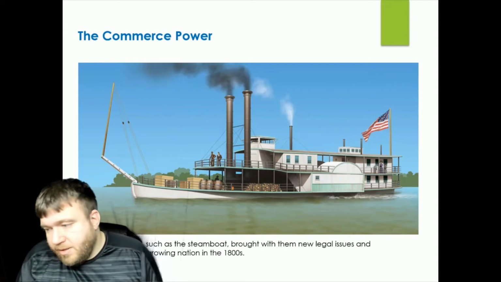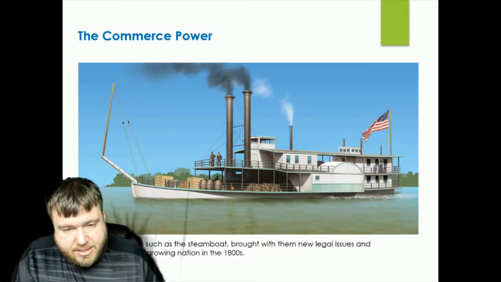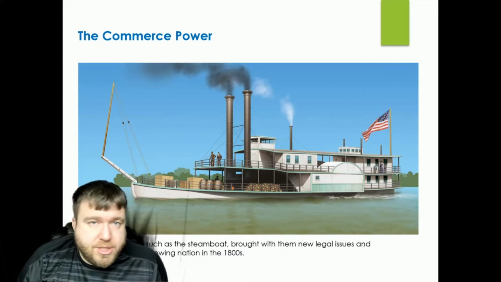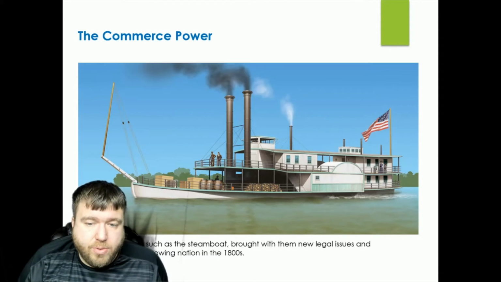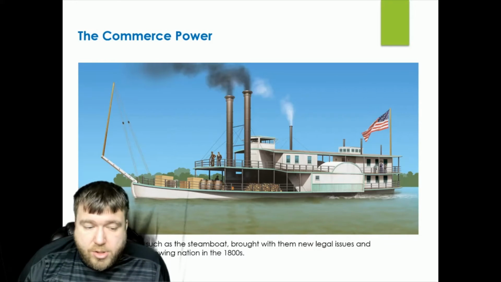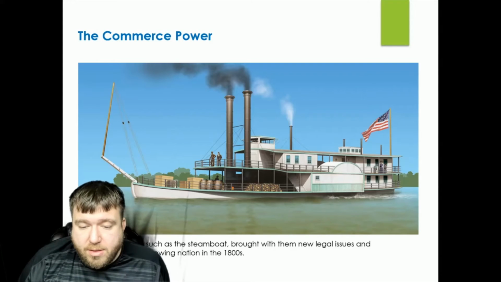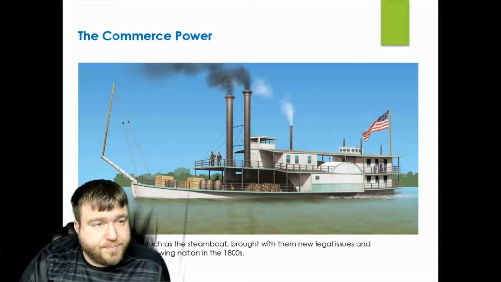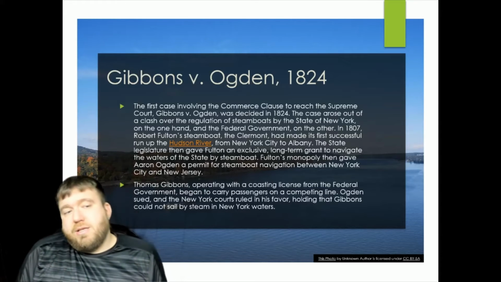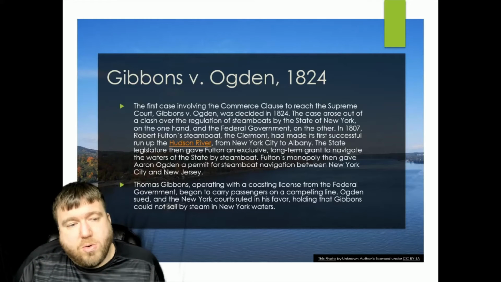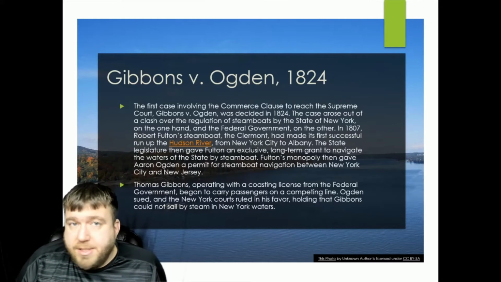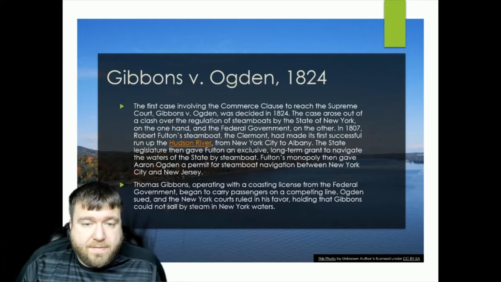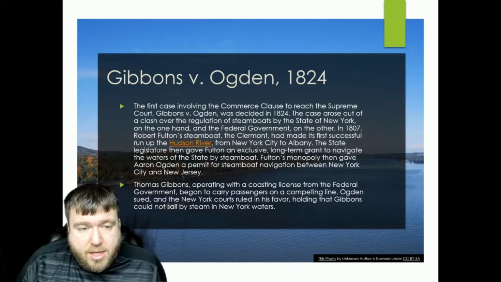And we're going to talk about here in the next few slides how changing technology has had to go back to the Constitution for a modern interpretation of that power. New technologies such as the steamboat brought with them new legal issues and implications for the growing nation in the 1800s. And this comes in the Supreme Court case Gibbons v. Ogden of 1824. The first case involving the Commerce Clause to reach the Supreme Court, Gibbons v. Ogden, was decided in 1824.